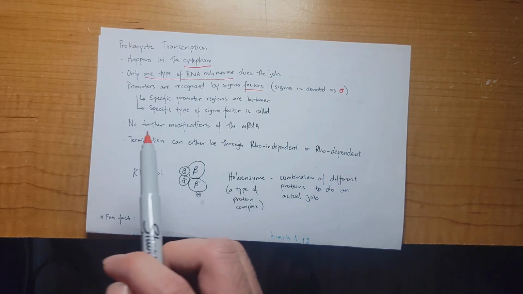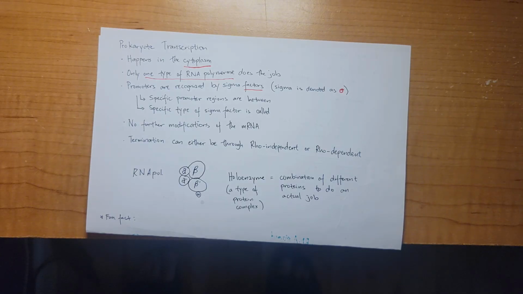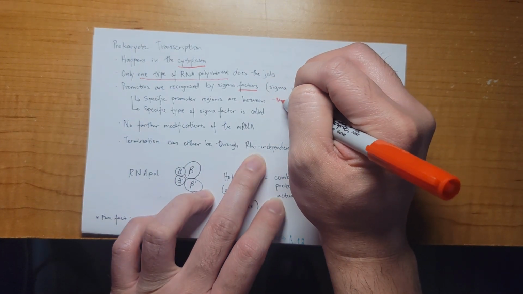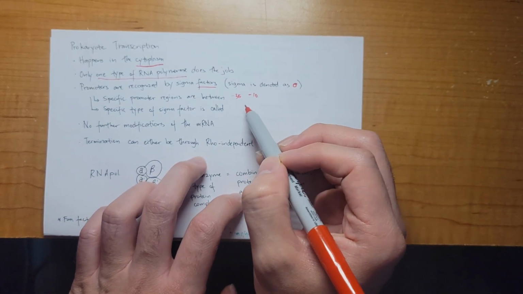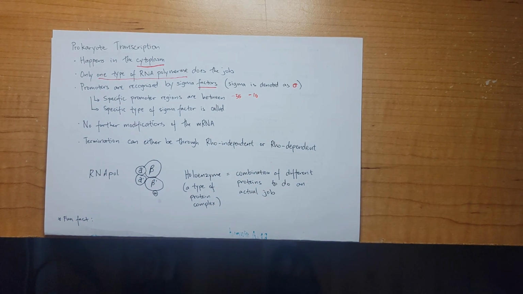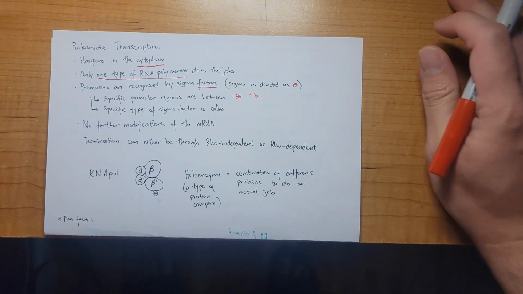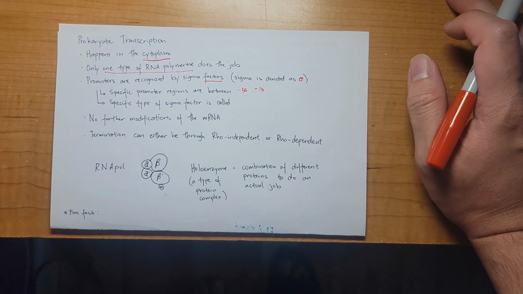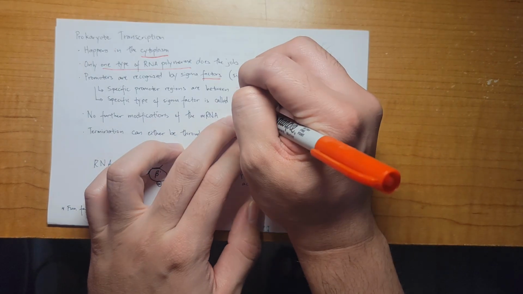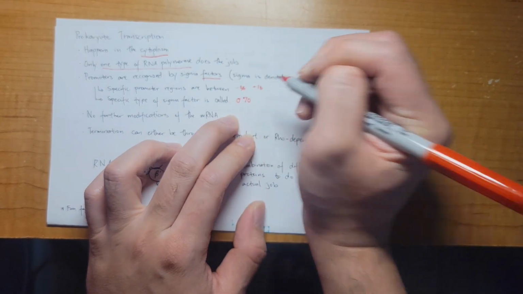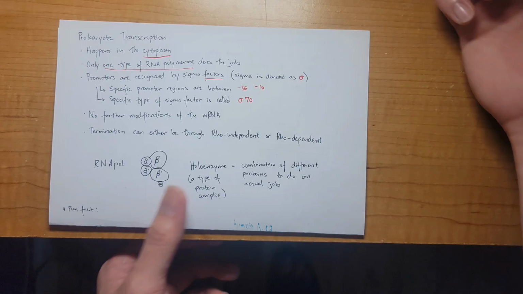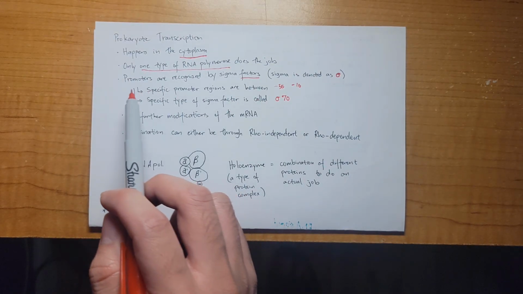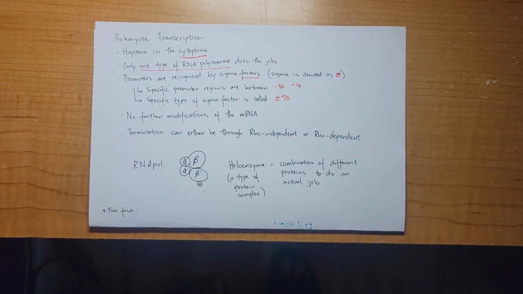So the specific promoter region that you've learned in class is between -35 and -10. That is part of the promoter. And then the specific type of sigma factor is called sigma 70. Those are just very specific terms, but for generalizing it, the promoters are recognized by sigma factors.